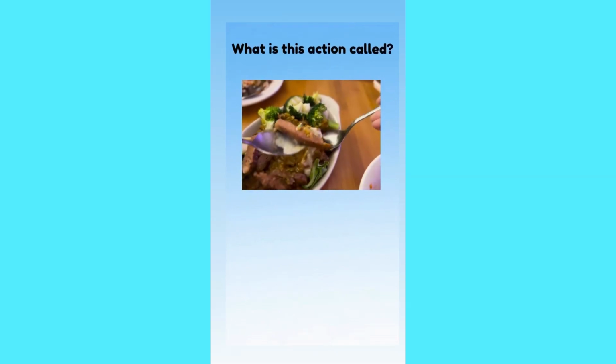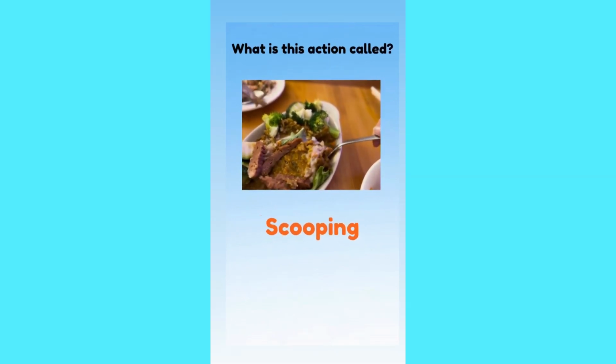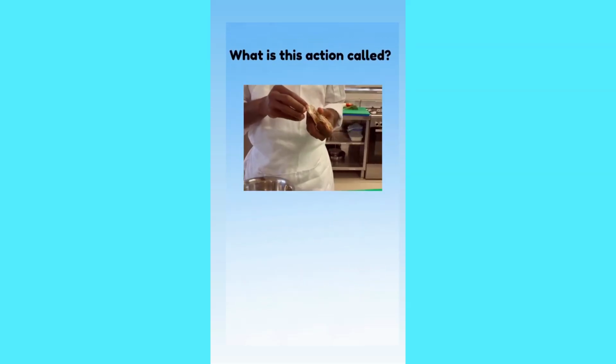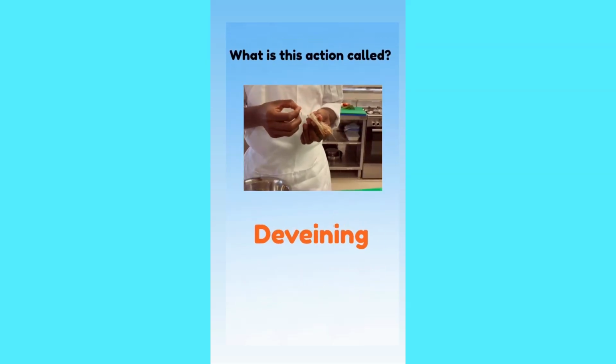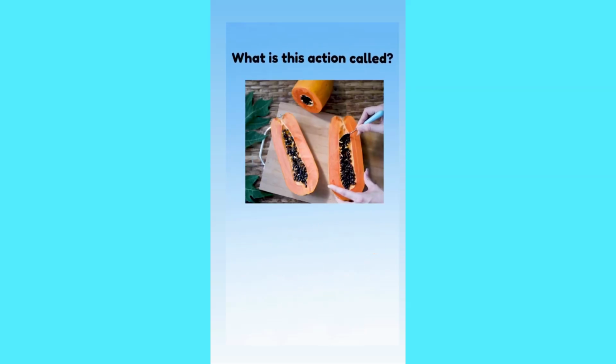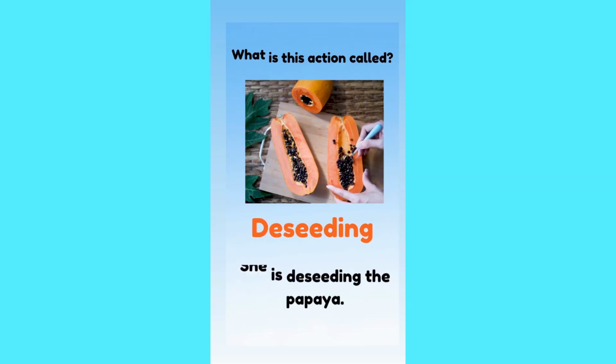What is this action called? Scooping. She is scooping food off the plate. What is this action called? Deveining. He is deveining the prawns. What is this action called? Deseeding. She is deseeding the papaya.